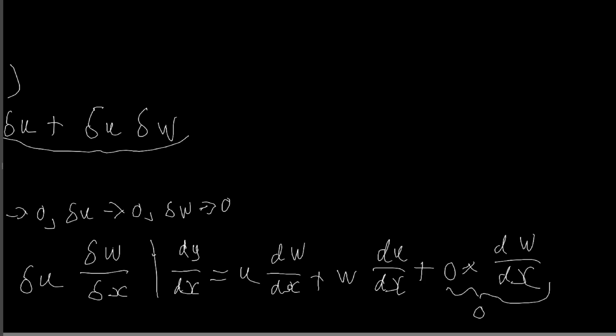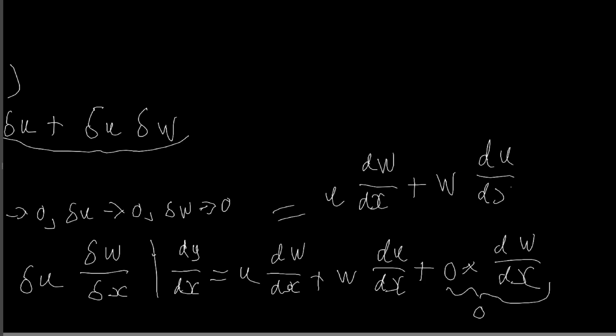And of course, you could flip this around. You could have delta w times delta u over delta x. Then you would have delta w approaching 0 multiplied by du over dx. So you would once again have 0 times the derivative of something, and 0 multiplied by anything is just 0. You can see, with this cancelling out, you end up with the simplified form, u times dw over dx plus w times du over dx. And there we have it.